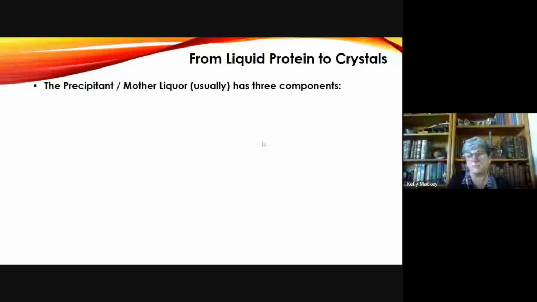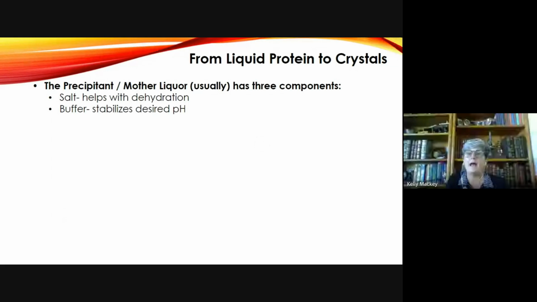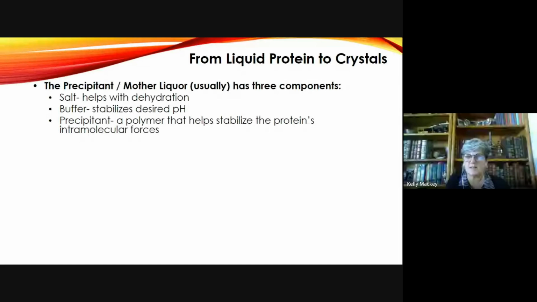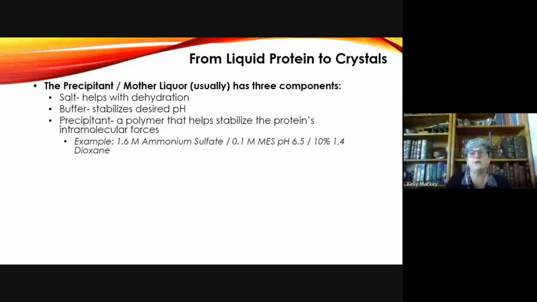So this precipitant usually has 3 components: some type of a salt, which is obviously not just table salt. It can be a whole bunch of different salt solutions, some kind of a buffer that makes sure the pH stays stable, and then some other kind of polymer that helps slow down the process of forming the crystals, so that as the protein forms into a crystal, it forms a nice lattice structure at the molecular level. An example of one of these mother liquors could be something like this that I have here, where the ammonium sulfate is the salt and the 1 molar MES keeps things constant at a pH of 6.5.